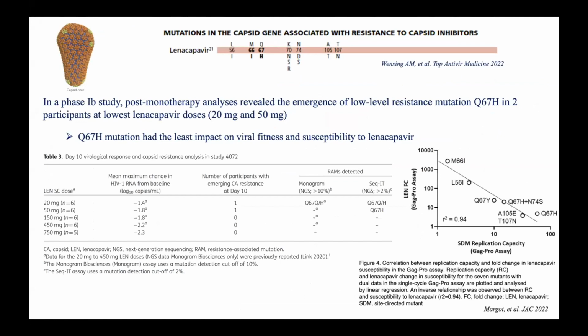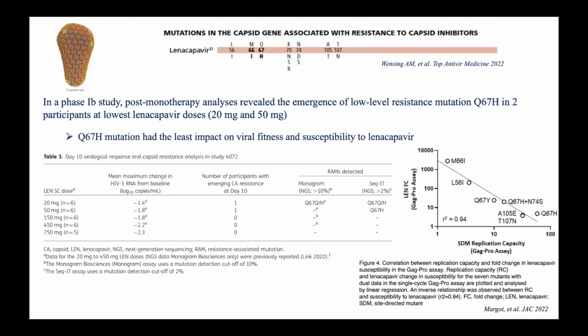Of course, in the phase 1b study, the post-monotherapy analysis revealed the emergence of low-level resistance, Q67H, in 2 participants.